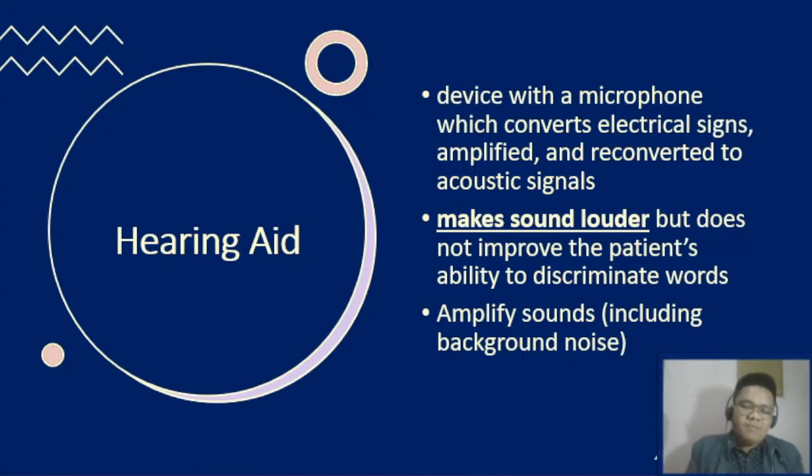Now, you might be hearing of hearing aids and wondering what a hearing aid is for. When I talk about hearing aids, class, it is actually a device with a microphone which converts sound to electrical signals, amplifies them, and reconverts them to acoustic signals. Its goal is to make the sound louder, but it does not actually improve the patient's ability to discriminate words. Your hearing aid has the capability to amplify sounds, but take note, it can also amplify your background noises. That's why it's still distracting to some patients.